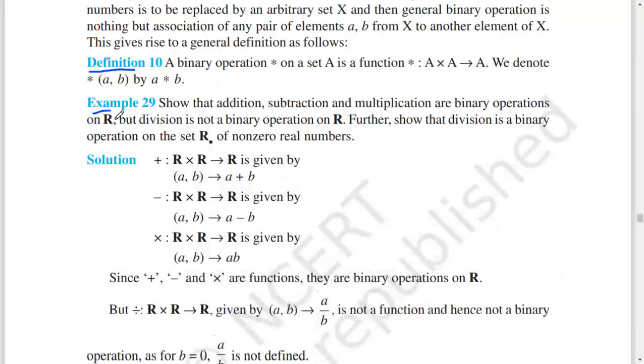Example 29. Show that addition, subtraction and multiplication are binary operations on R, but division is not a binary operation on R. Further, show that division is a binary operation on the set R* of non-zero real numbers. Solution.